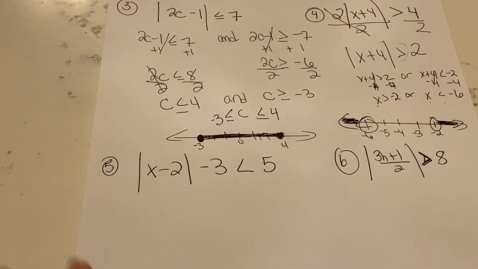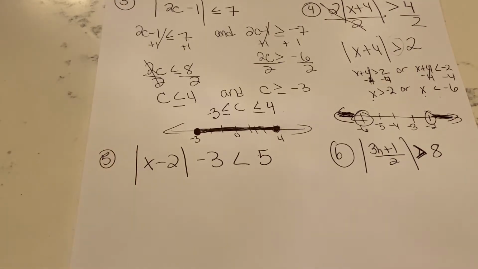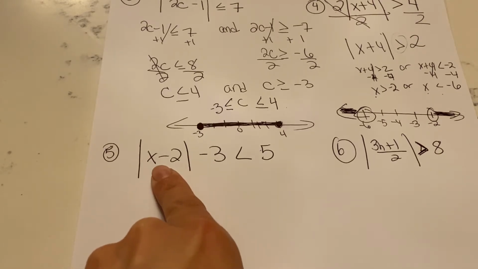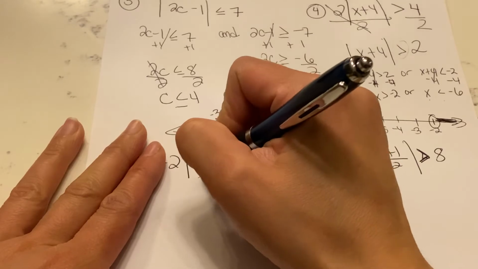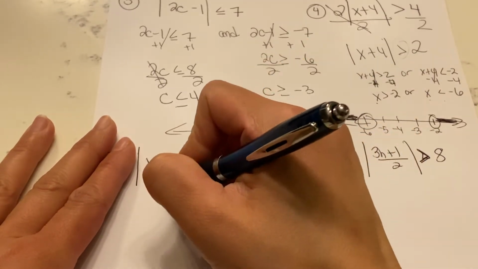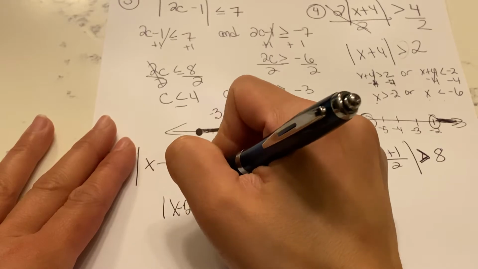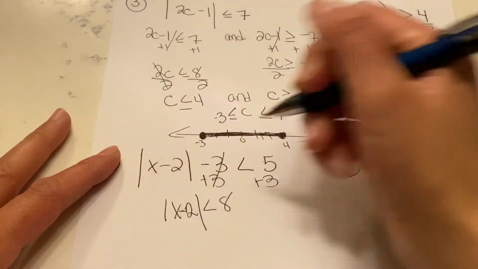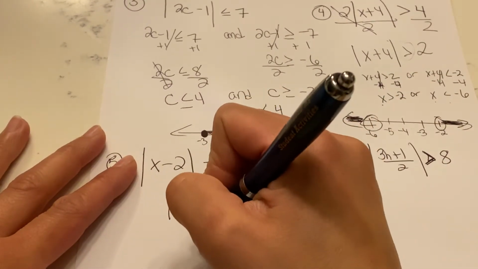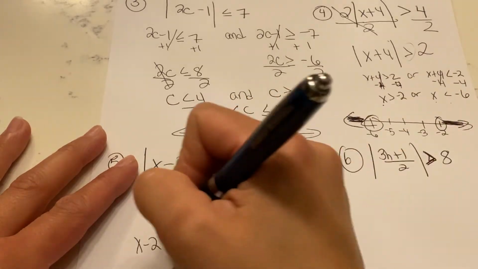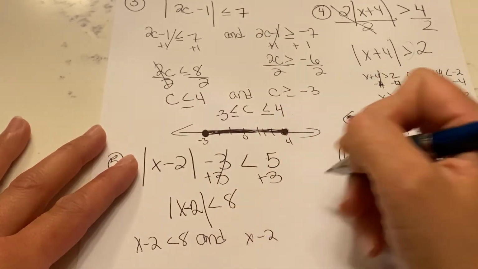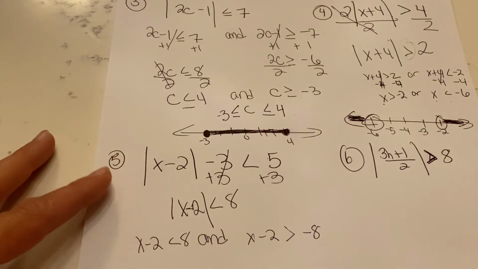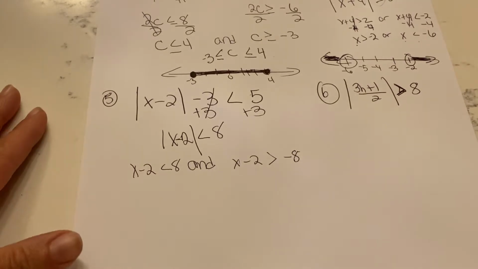All right, let's do this one. Can I split this up from the beginning? No, right? Because you see this -3 is next to the absolute value. I have to isolate this, so my first step is add 3. I get this. Okay, this should be a minus. So now this is less than. I'm going to write and. The first one will stay the same. The second one, the only thing I'm changing is the inequality, and the 8 becomes negative. So these are your 2 inequalities.